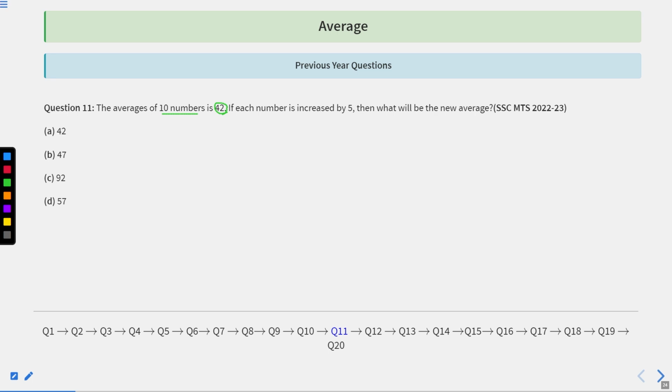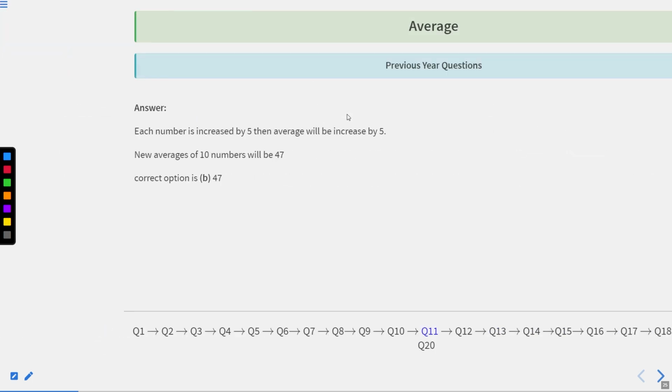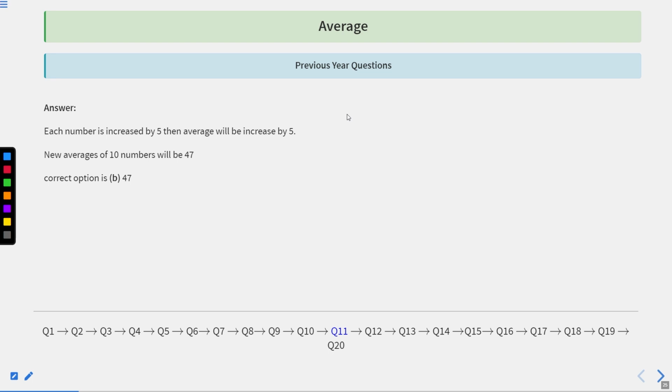So if each number is increased by 5, then what will be the new average? So that is the key point here. And now try to recall the concept that we have studied while solving the questions. Whenever observations are increased by a particular number, suppose a, then the average also gets increased by a. So exactly the same is going to happen here. So each number is increased by 5, then the average will also be increased by 5. So the new average of 10 numbers will be 47. So the correct option here will be 47.